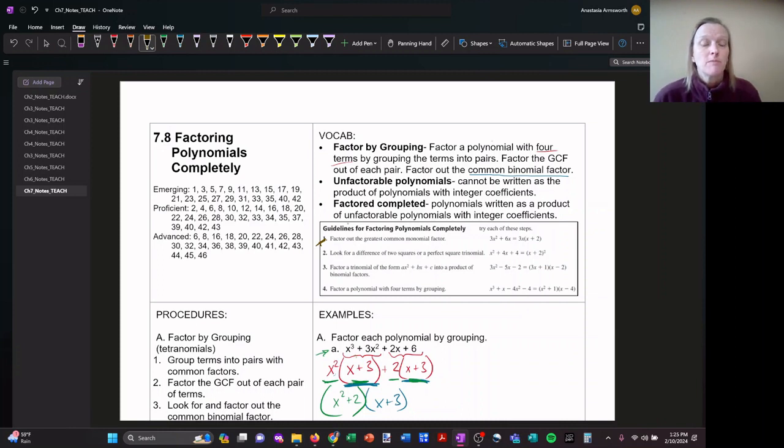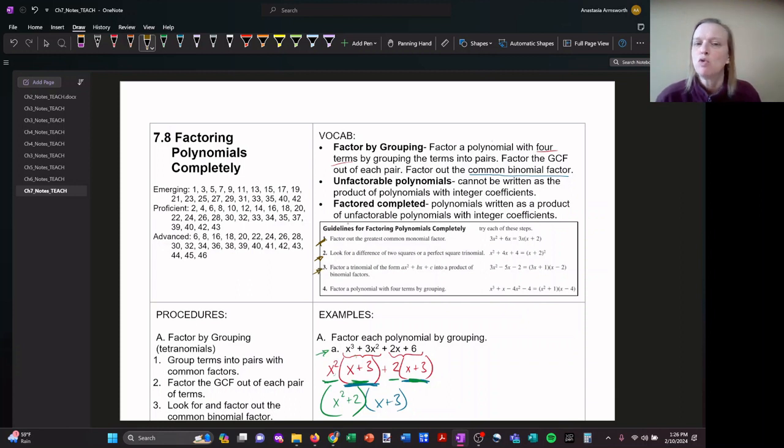Factoring out the GCF is the most important first step because sometimes it looks like you've got a polynomial with a leading coefficient of something that isn't 1, and then just by factoring out the greatest common factor, you make the polynomial much simpler and much easier to factor. Next, you look for those special patterns, a difference of 2 squares or perfect square trinomial, because if you can spot a special pattern, that makes the factoring much faster.